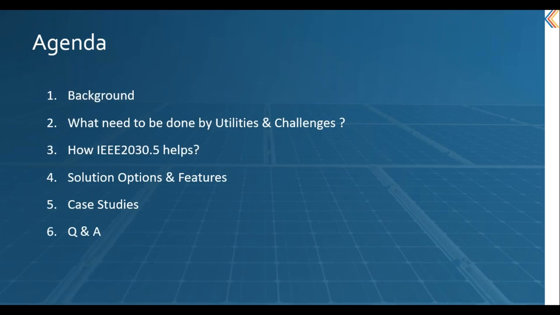So here is the agenda, or topics which will be covered in the session. First, we will explore the background of DER and why DER integration is important. Then we can look at the options for utilities to integrate DER assets and what the challenges are. How IEEE 2030.5 helps in achieving this objective. What the different solutions and features of the solutions built on top of IEEE 2030.5 provided by Calcutech are. We can also look at a couple of case studies before winding up the session.